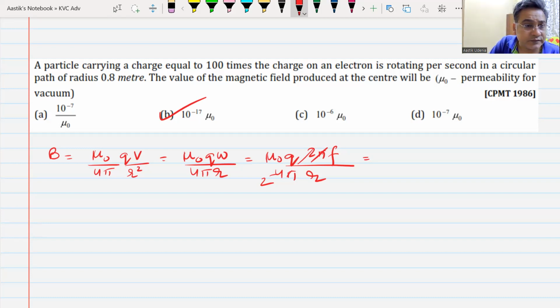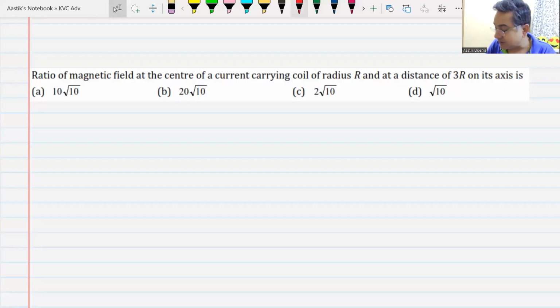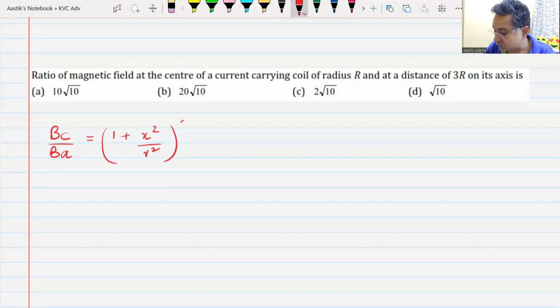This one is the next one. Option A is correct. We have already given this relation. Magnetic field at the center divided by magnetic field at any point on the axis will be given by which formula? 1 plus x square by r square, and whole power 3 by 2. Your x is 3r and r is r. You put the values and I think you will get the answer as 10 root 10, not 20 root 10. Yes or no? Yes, sir. Everyone understands this? Yes, sir.